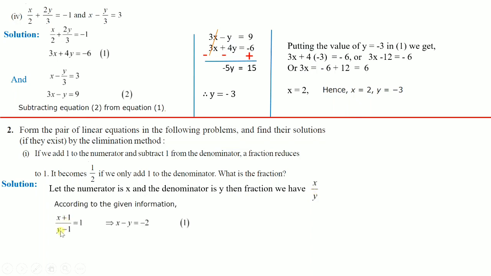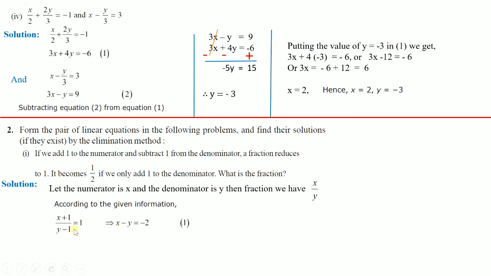x plus 1 upon y minus 1 is equal to 1. Why did we do this? Because we add 1 to the numerator, what is the numerator? x. So x plus 1, and subtract 1 from the denominator. What is the denominator? y. So we subtracted 1 from y, equals 1.